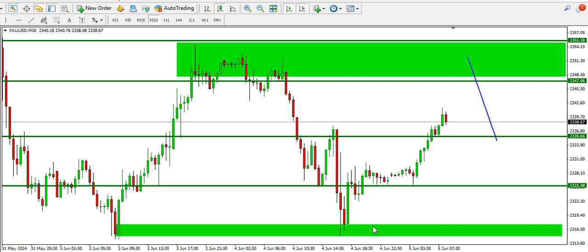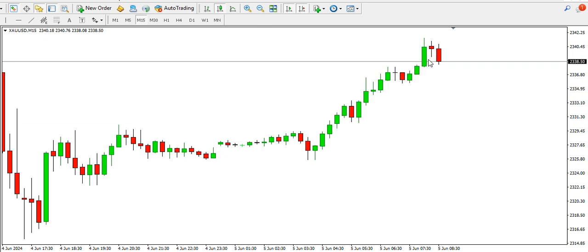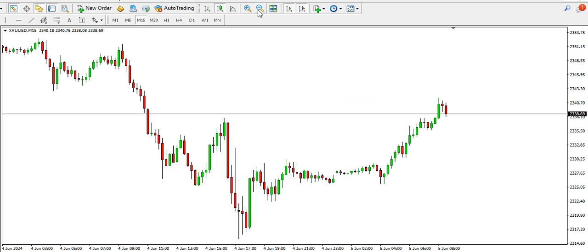Let's take a look at the 15 minutes time frame if we can pick up one thing or the other. On the 15 minutes time frame, it looks as if sellers are coming in with the formation of this evening star candlestick pattern. Sellers are trying to come in, buyers are getting tired.